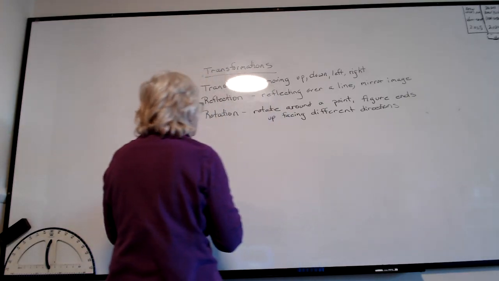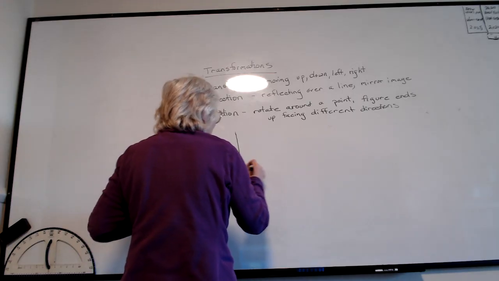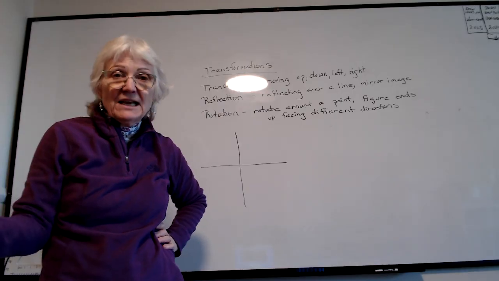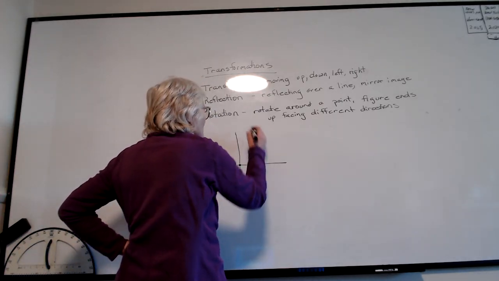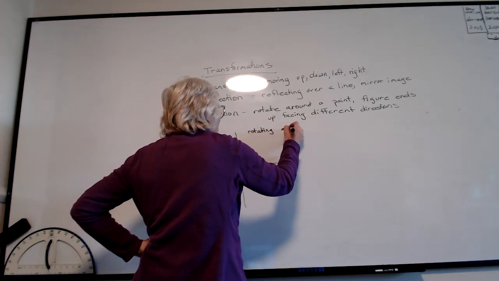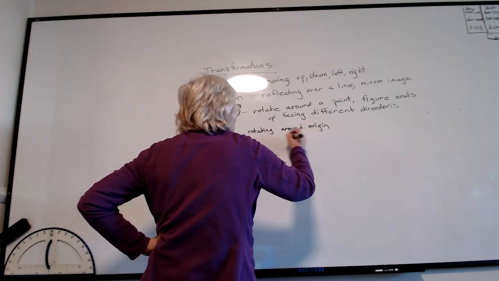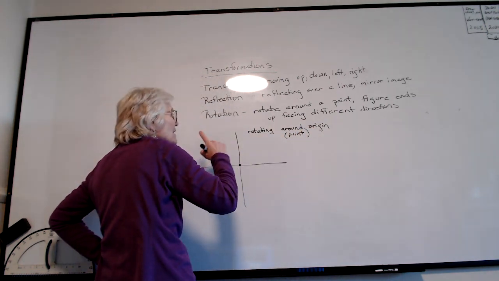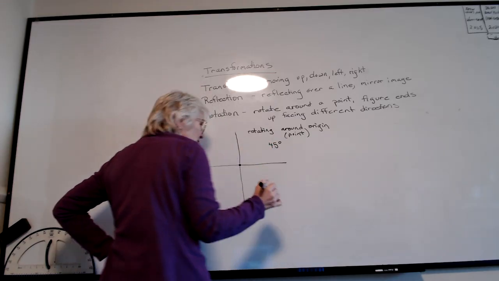So rotations are always around a point. Sometimes it's around the point of origin. Let's say that it's around the point of origin, so we're rotating around the origin. It has to be a point that we're rotating around. And for ease right now, we are just going to rotate 45 degrees.